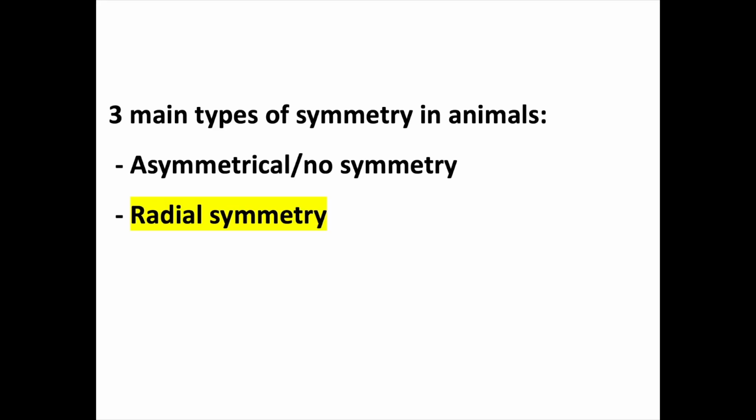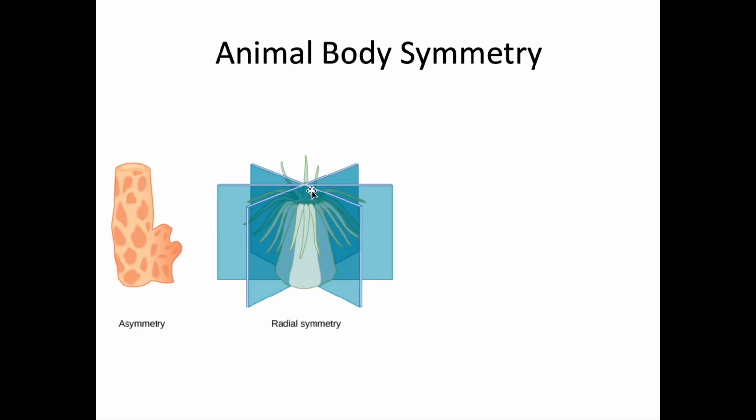Radial symmetry is, here's a sea anemone. Let me read the key terms definition of radial symmetry. A type of symmetry where there are multiple planes of symmetry, with body parts arranged around a central disc. So any sort of plane that you draw through the middle is going to make mirror images on either side.